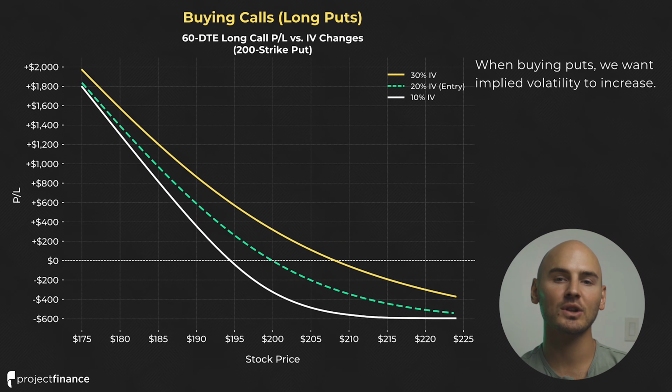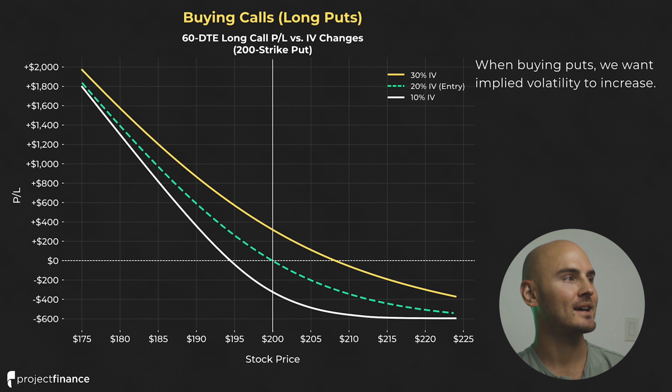In this simulation, we're looking at buying a 200 strike put, again with 60 days to expiration, and an entry implied volatility of 20%. As we can see, just like buying calls, when buying put options, we also want implied volatility to increase because, as we can see in this gold line here, the profitability is better than if implied volatility stays the same or decreases.